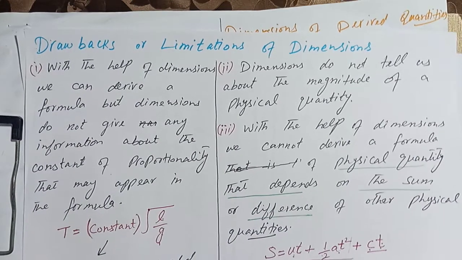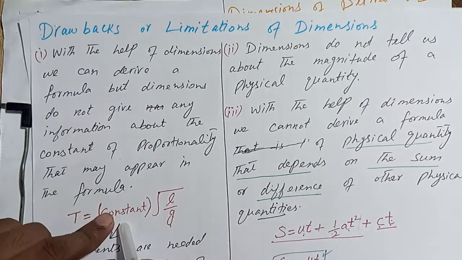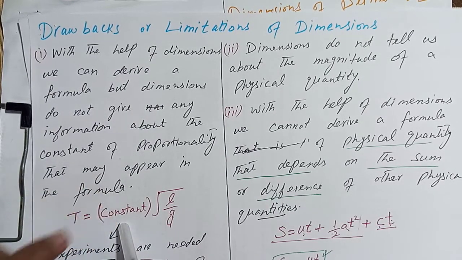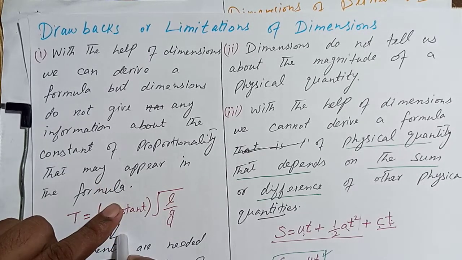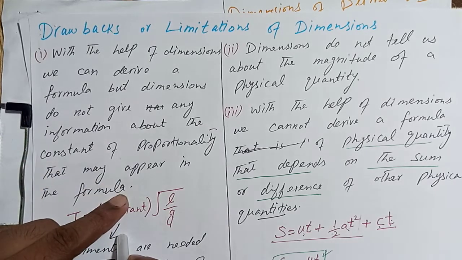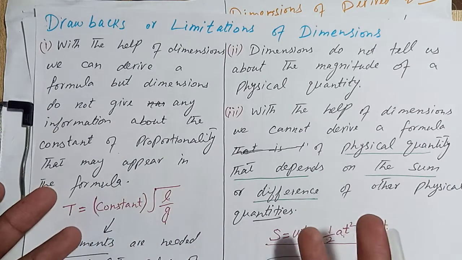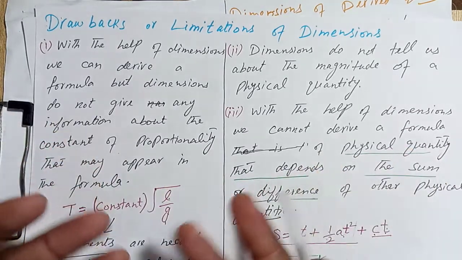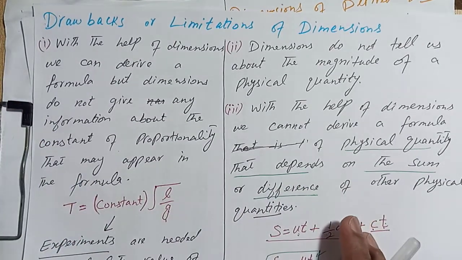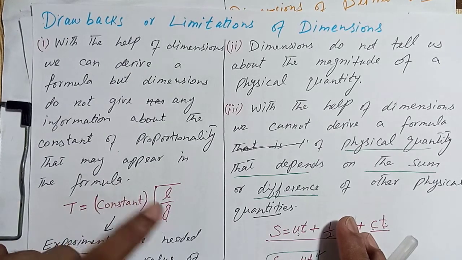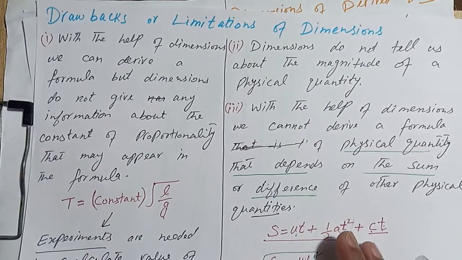Whenever we derive a formula with the help of dimensions, the constant of proportionality that appears in the expression, we cannot calculate the value of that constant with the help of dimensions because constants do not have dimensions. When constants do not have dimensions, we can never find any information about that constant with dimensions. So, to calculate a constant in a formula, experiments are needed for that purpose.